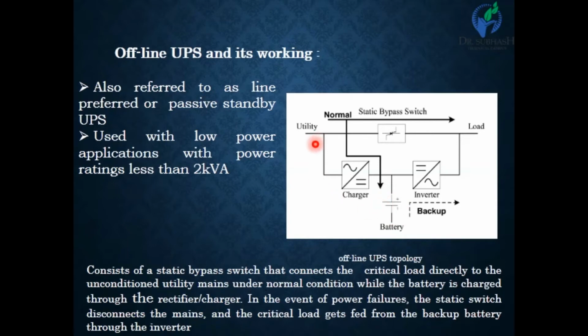So in normal condition, when power is continuous, the main power is given to the load and also charges the battery via the charger or rectifier, which converts AC into DC. When the power supply is cut, the main static switch will be off, and at that time the utility power is cut down, then our battery will provide power to the load via the inverter circuit.